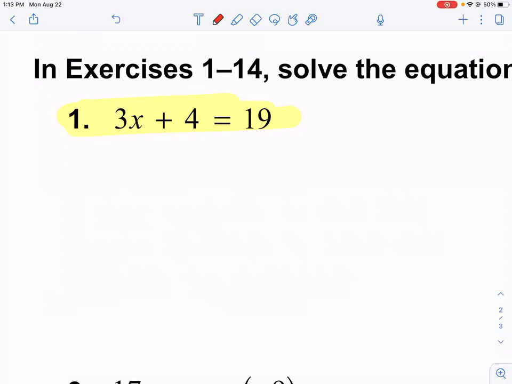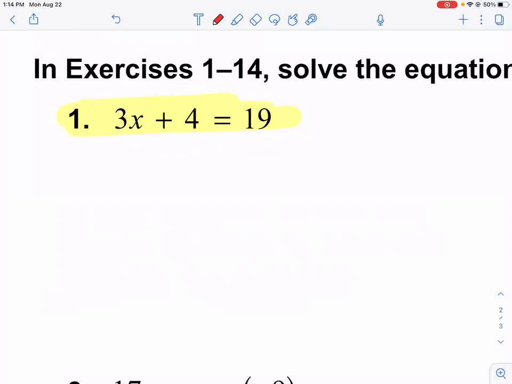So there are no parentheses, so there's nothing we need to distribute. Is there anything on either side that we need to combine like terms for? On the left side, can we combine anything? We cannot add them together because one has an x and the other one doesn't. So we cannot do any combining like terms.